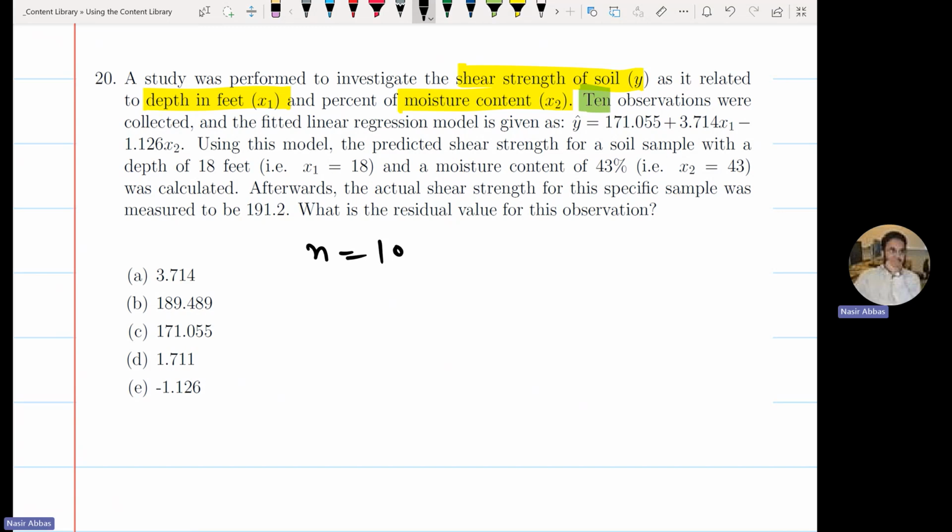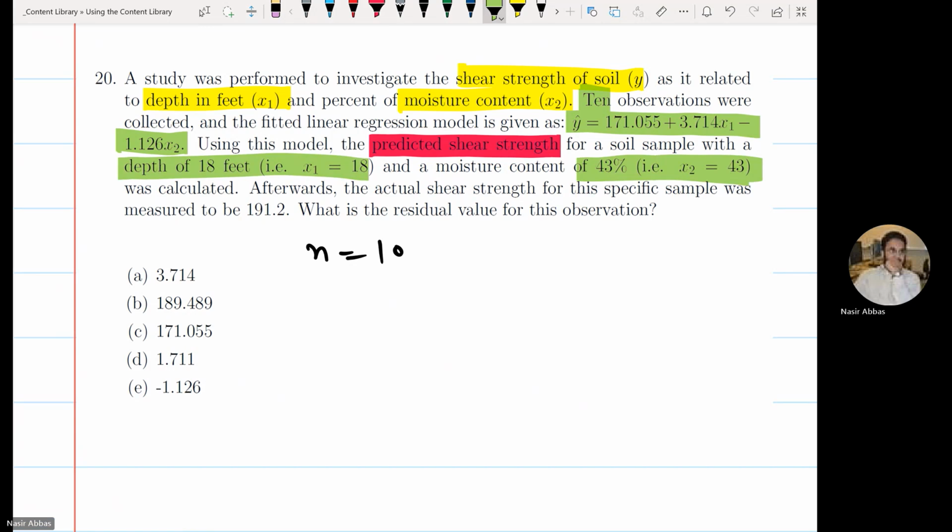10 observations were collected and we fitted the multiple linear regression. Here is the multiple linear regression. 171 is B0, 3.714 is B1, minus 1.126 is B2. Using this model, what is the predicted shear strength, Y naught hat, for a soil sample when X1 is 18 and X2 is 43? It was calculated, but they did not give it to you.